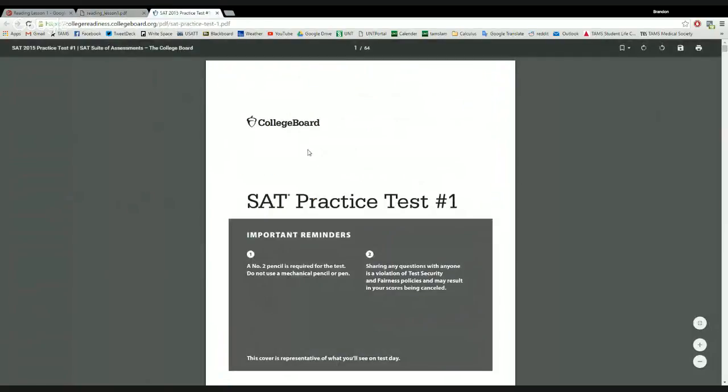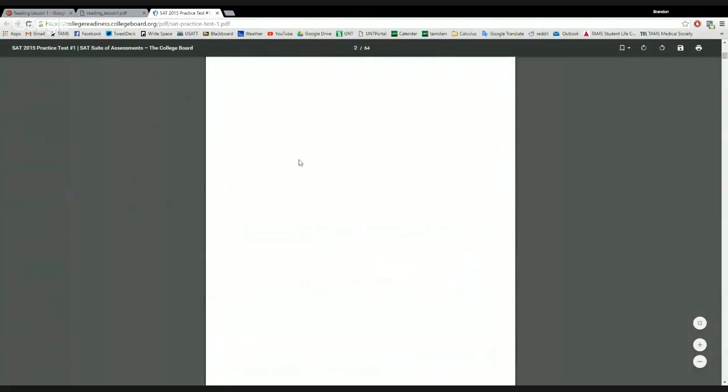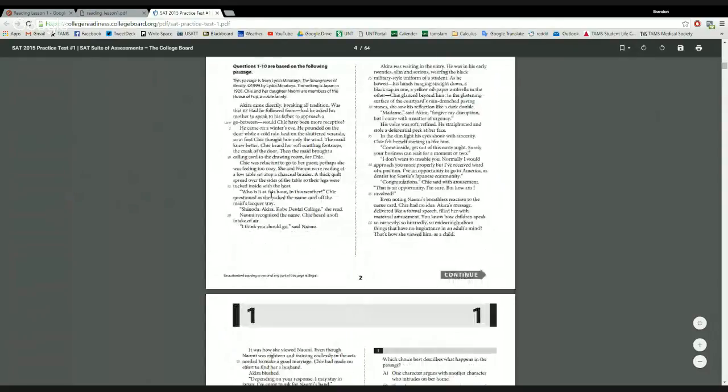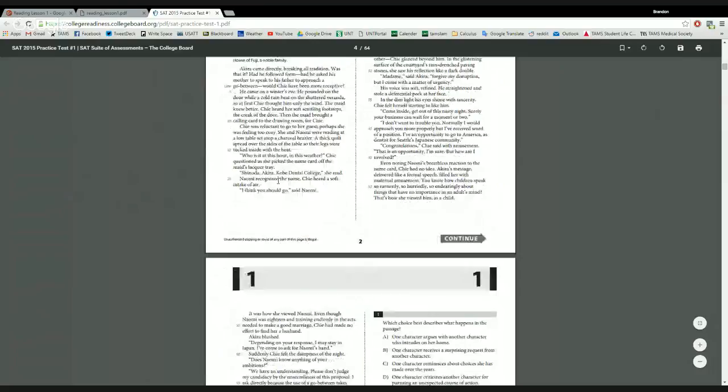So for example, we're going to look at the College Board released SAT Practice Test 1 of the new SAT. And this is the reading section. Keep in mind it's 65 minutes for 52 questions. We'll talk about that later. And here's the first passage.